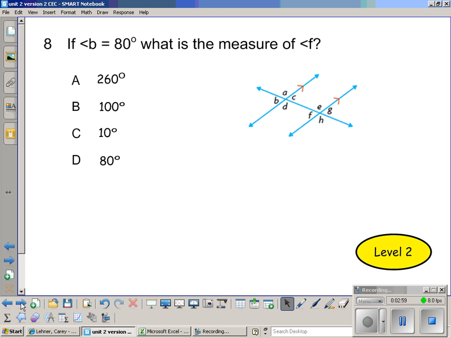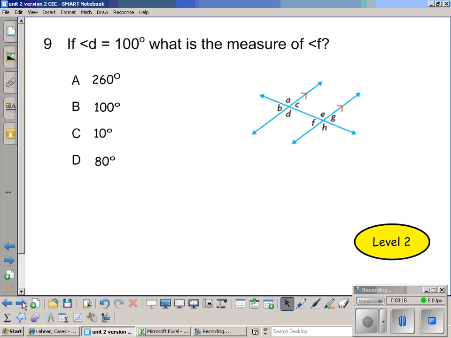If angle B equals 80 degrees, what is the measure of angle F? Angle B and angle F are corresponding angles. We know that corresponding angles are equal, so angle F must be 80 degrees, which is D. Angle D equals 100, what is F? D and F are same side interior angles. Those are supplementary, which means they add to 180 degrees. So angle F would be 80 degrees, which is D.